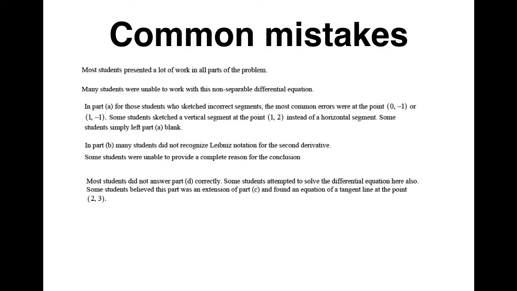Some students sketched a vertical segment at the point 1, 2 instead of a horizontal segment. Yeah, if the slope is 0, that's horizontal. Some students simply left part A blank. In part B, many students did not recognize Leibniz notation for the second derivative. This is what they mean, Leibniz notation dy dx and d squared y dx squared.